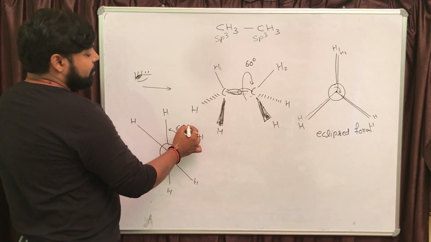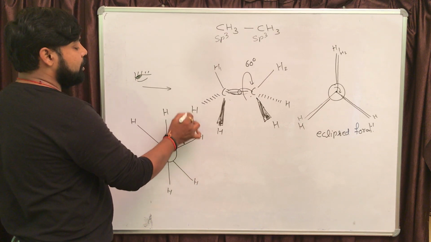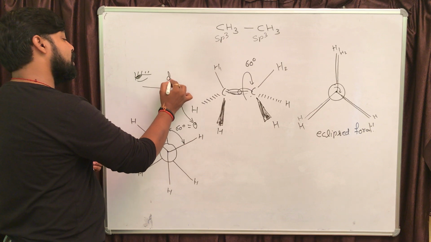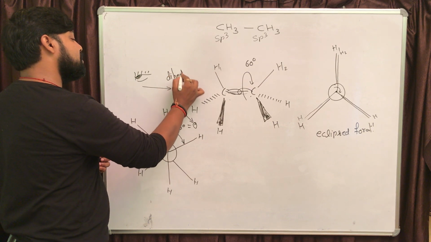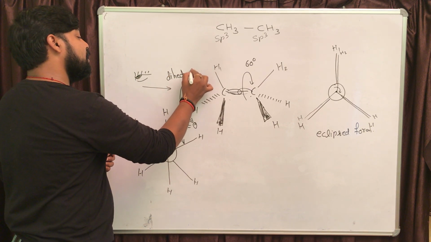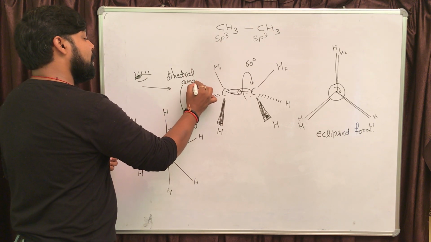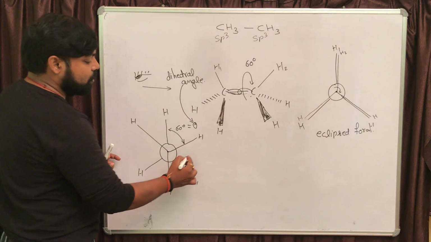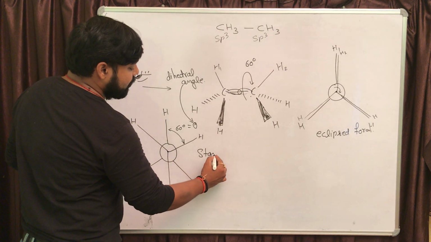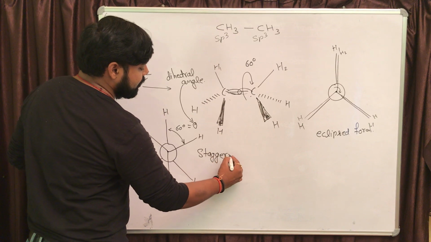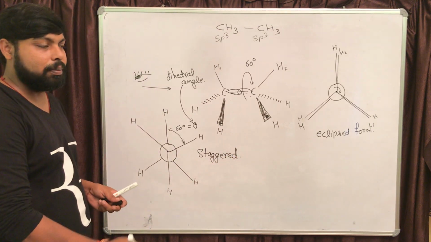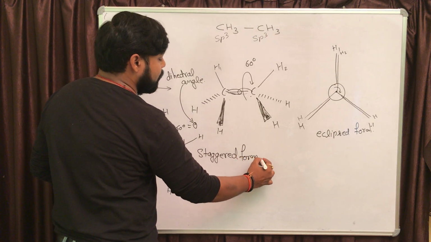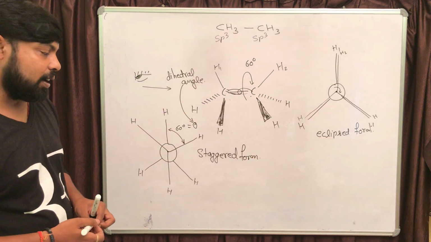If it is written by theta, this theta angle has a particular name. It is known as a dihedral angle. And the structure that we are getting, this particular structure, is known as the staggered form. First one is known as the eclipsed form, and now the second one is known as the staggered form, right?